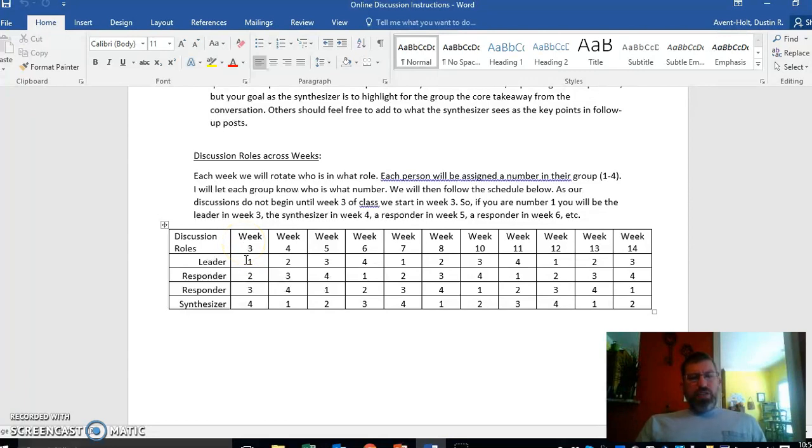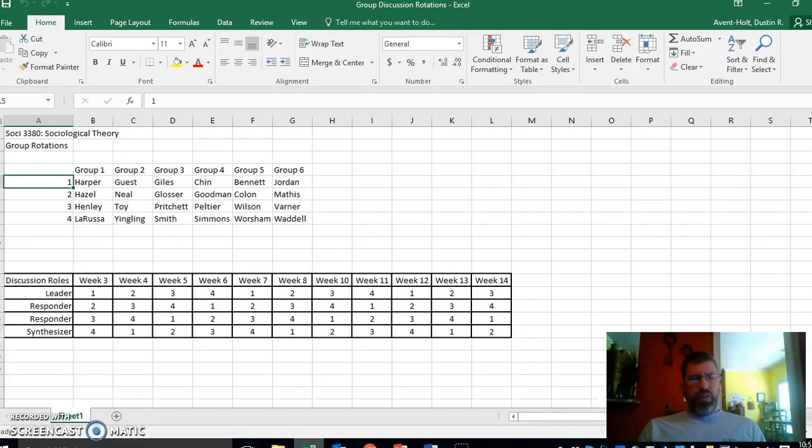And I've said what number is going to be in what role each week, right? This then corresponds to an Excel spreadsheet, which again you can get off of the assignment instructions on D2L. You will see group 1, I've listed out the names of the individuals and given them their number. So in group 1, Shamanika Harper is number 1, Hazel's 2, Henley 3, LaRussa 4. Right, in group 2, Guest is 1, Neil is 2, Toy is 3, Yingling is 4.